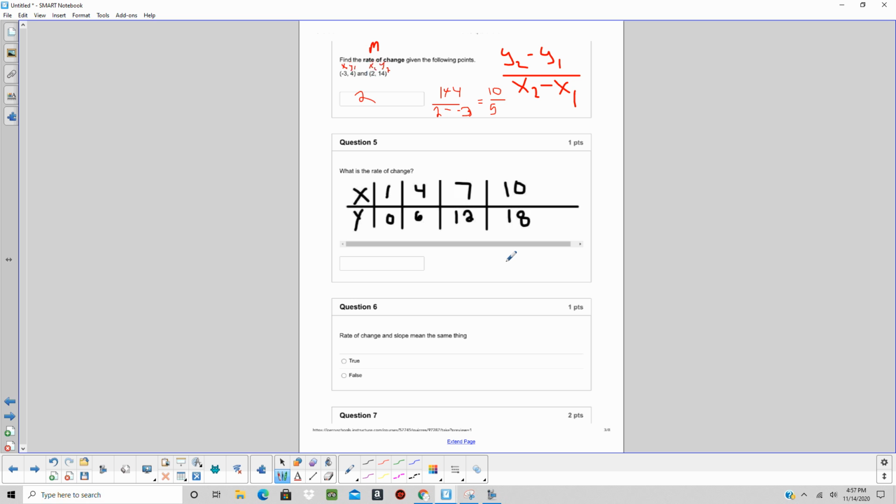All right, number 5, that's another rate of change. You're finding the slope. I'm going to use this as an ordered pair, and I think I'll use this as an ordered pair. So 1, 0, 4, 6. I've got my formula right there. Difference of y's, 6 minus 0. Difference of x's, 4 minus 1, and that gives me 6 over 3, which reduces to 2. Rate of change and slope mean the same thing. That's true.